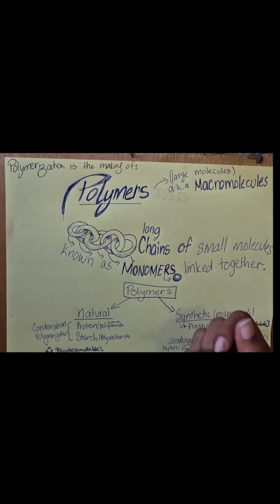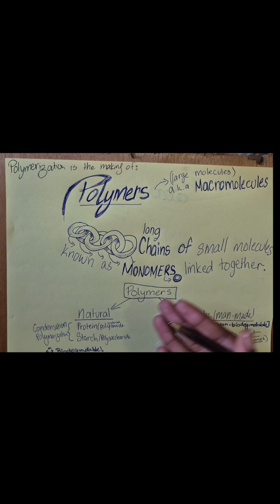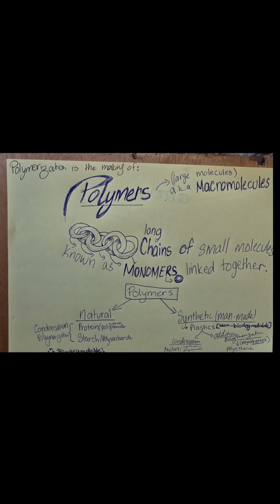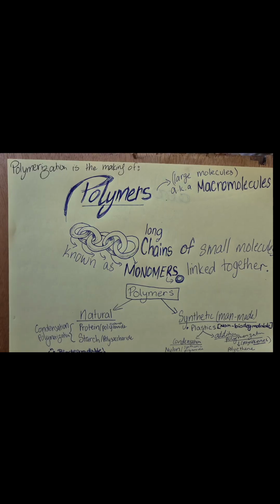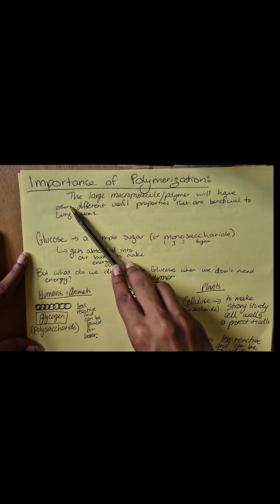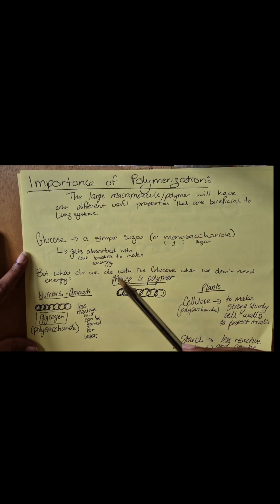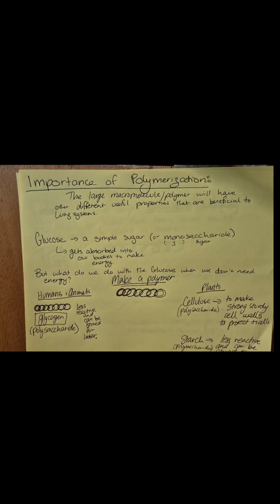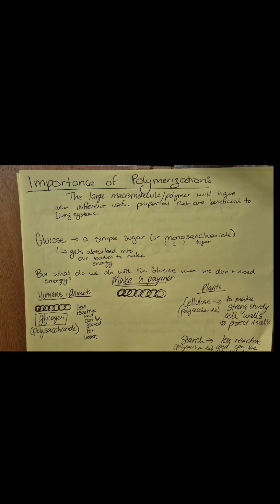We need polymerization to make these large molecules because the large molecules will have different useful properties than what the monomer might have. Okay, so why is polymerization important? Polymerization is important so that we can make these large molecules or polymers that will have different useful properties. They have different properties from the monomer, and the different properties make them beneficial to a living system.